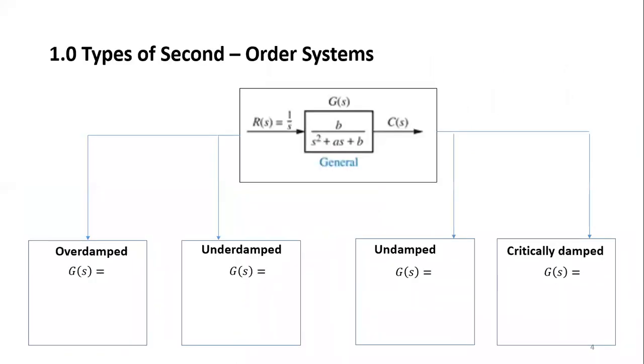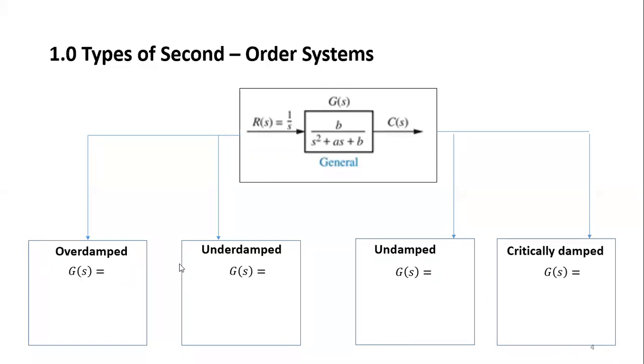For the second order system, we have many types of system, but in general form the transfer function is B over S squared plus AS plus B. Unlike the first order system, where you only have one type, for the second order system we have 4 types that we need to know. Let's go one by one.